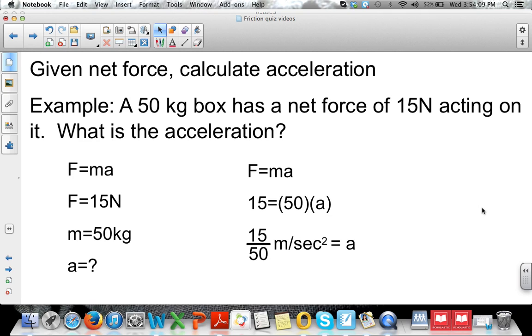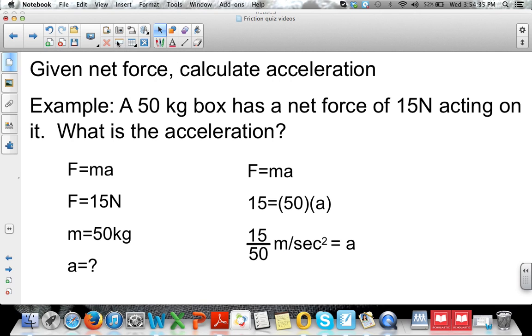This is the case where you have to divide, and you probably want to get a decimal. I don't know what that is off the top of my head. It doesn't matter. And you got the answer. You got acceleration. So in this case, this would be more like the end of a problem where you'd already found the friction force. Then you used it to find the net force. Then you used it to find the acceleration.